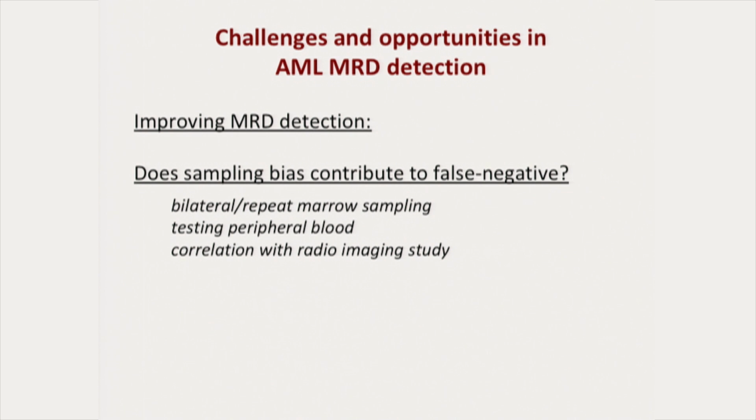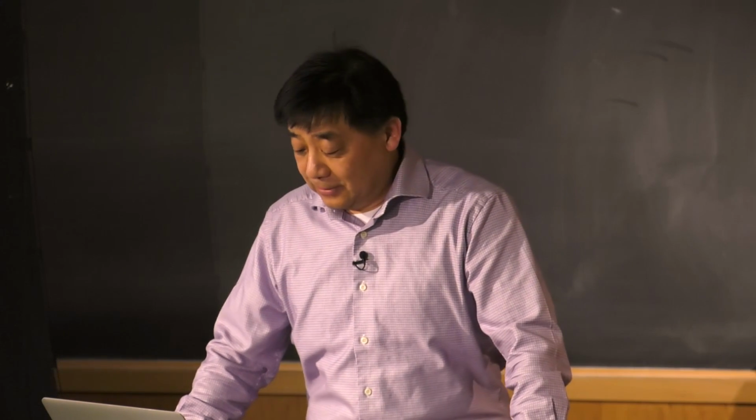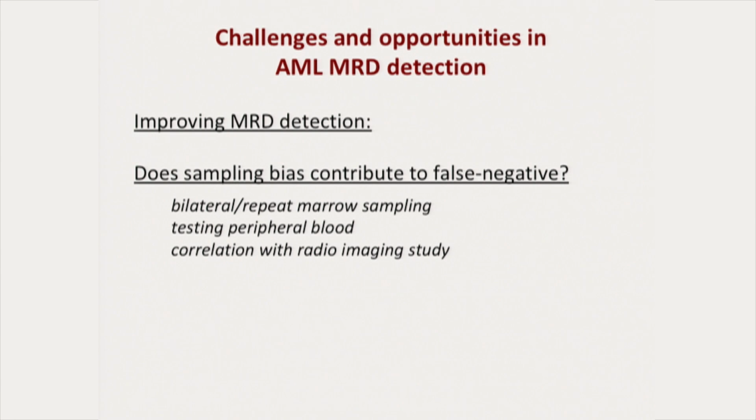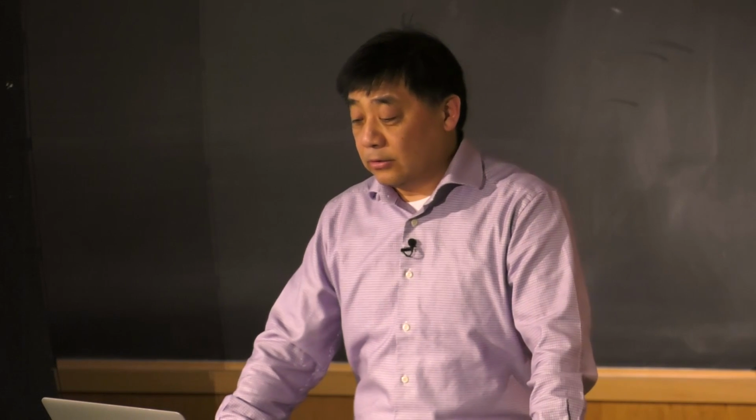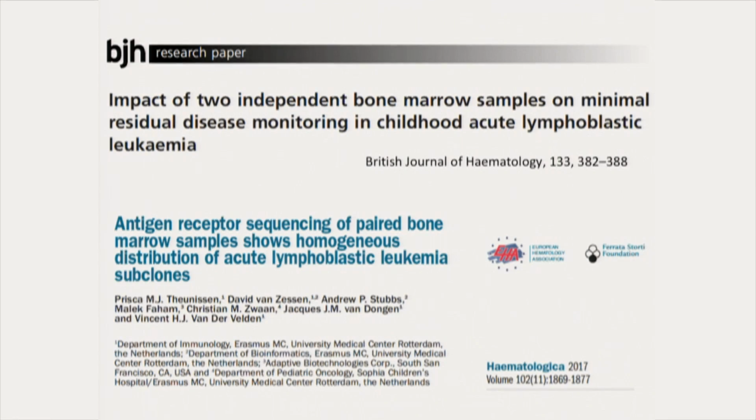So we consider AML as a disease homogeneously distributed in the bone marrow. And that's probably true, but we don't necessarily know well at the level of 0.01%, right? So the comparison of bilateral sampling, or testing on the peripheral blood, or even correlating with the radio imaging study, are all things people have been trying, although there is not enough data to really demonstrate the clinical utility. But you can hear people talk about this kind of topic in meetings, and there are small cohort studies.